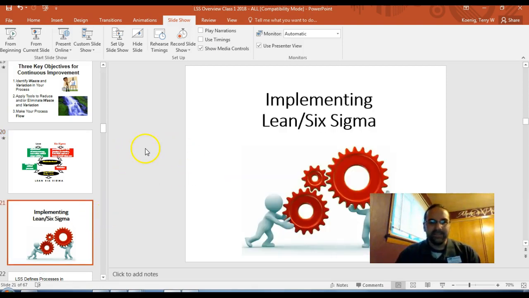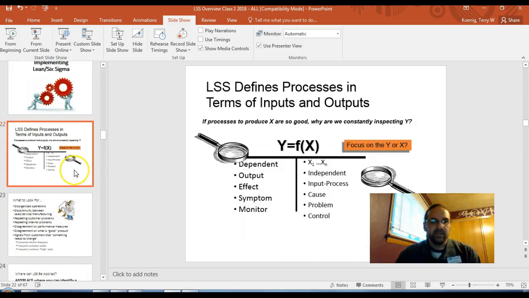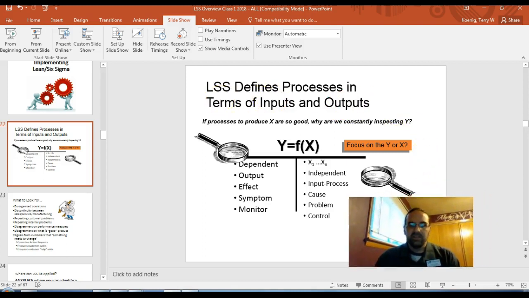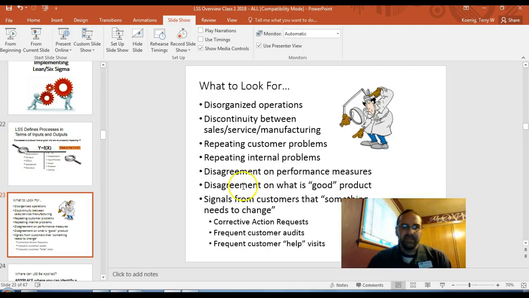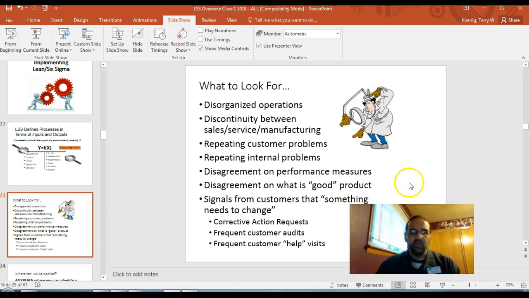All right, implementing Lean Six Sigma. Define the processes in terms of inputs and outputs. So what's going in, what's coming out of the process. Things to look for with Inspector Gadget: disorganized operations. Discontinuity between sales, service, manufacturing. Repeat customer problems, that's a big red flag. Repeating internal problems, if operators are complaining about the same thing.